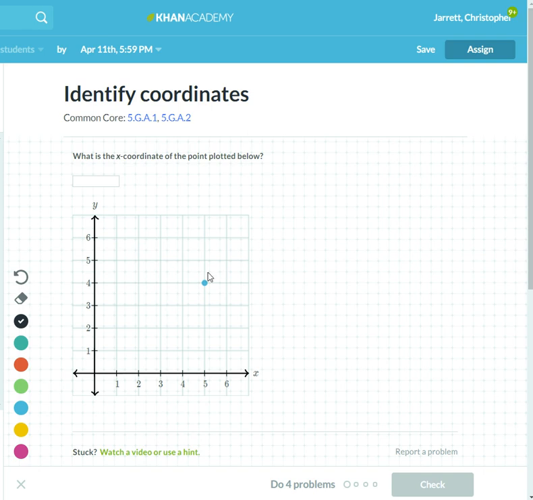So for this point, the x coordinate is 5 and the y coordinate is 4. And you always write your points as x, comma, y. The x comes first because x comes first in the alphabet. So this coordinate will be 5, comma, 4. The x coordinate is 5.